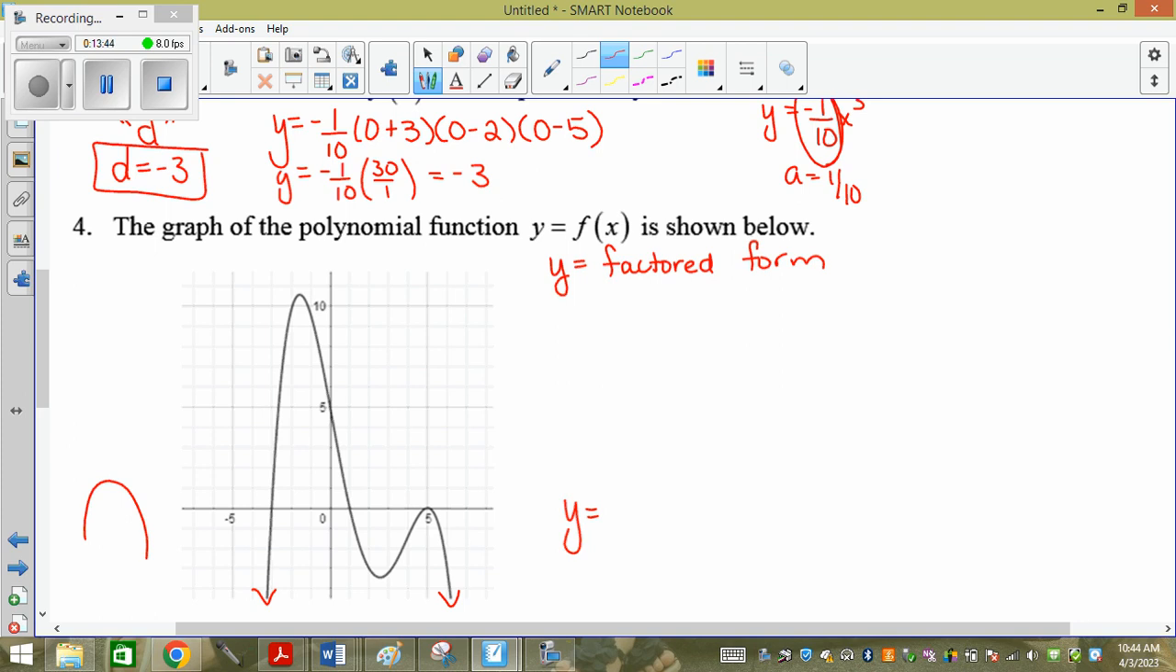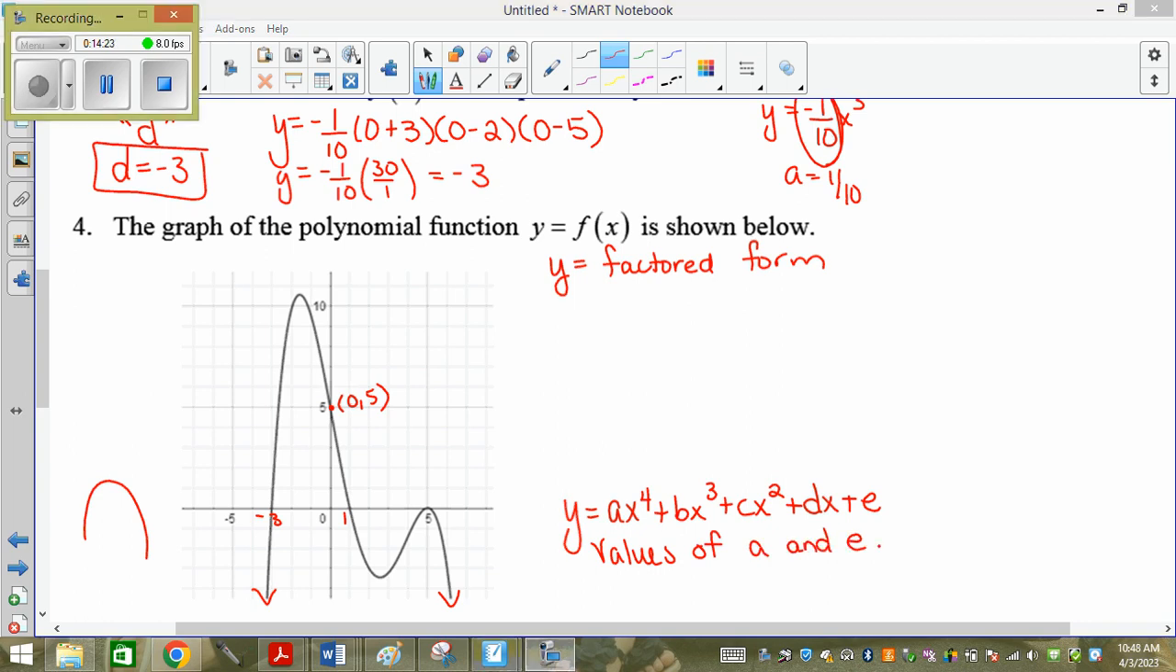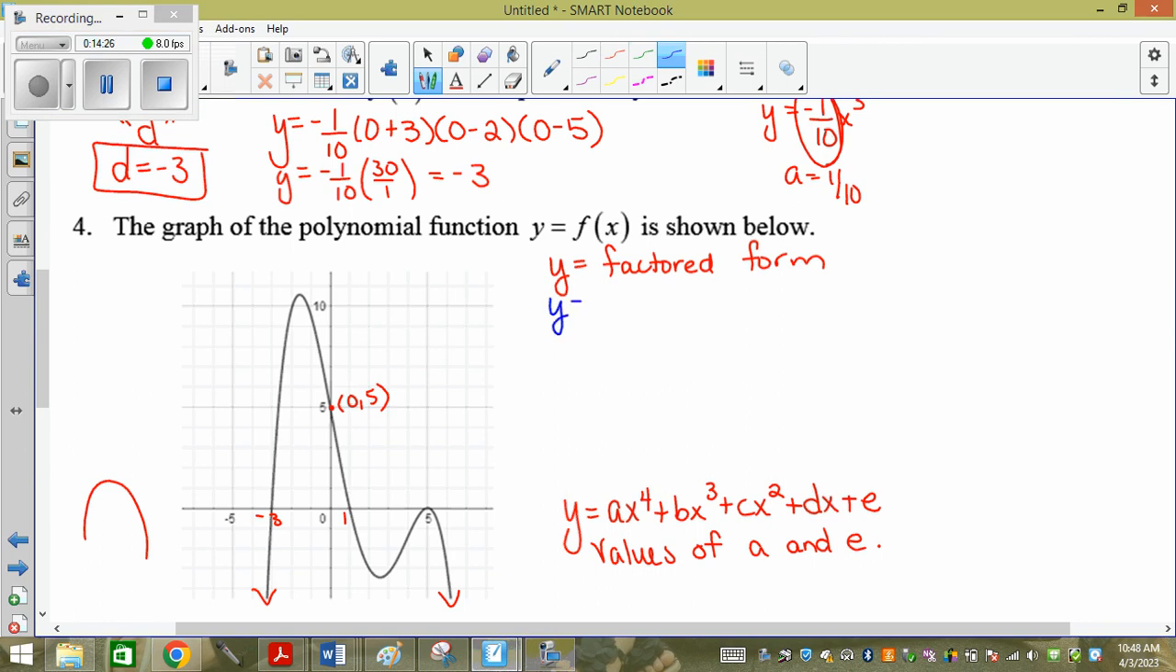What's the x-intercept on the list? This one is -3. This is 1. That is 5. This passes through 0, 5. It doesn't, but we're going to say it does. It's going to be your bolded point. All right, so we would get y equals a.